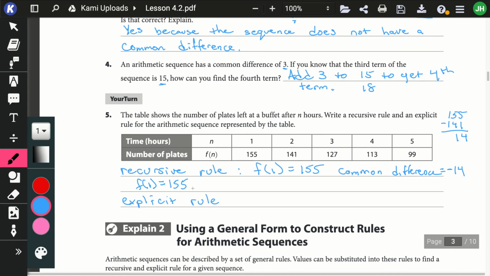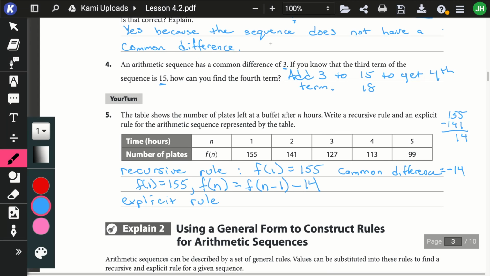And f of n equals f of n minus 1, or the previous term, plus the common difference, which is minus 14, right? So that's our recursive rule. f of n minus 1 minus 14 for all n's greater than 1. So what's the explicit rule?